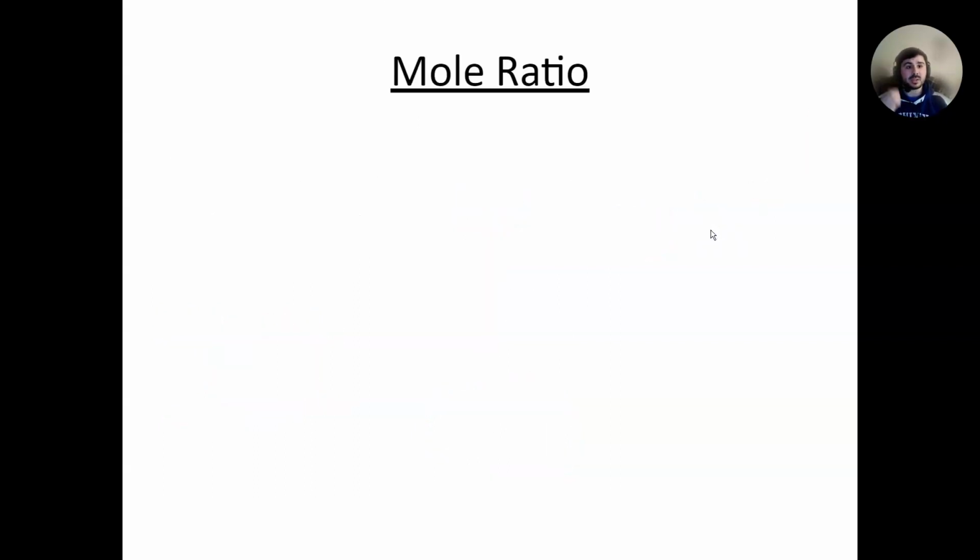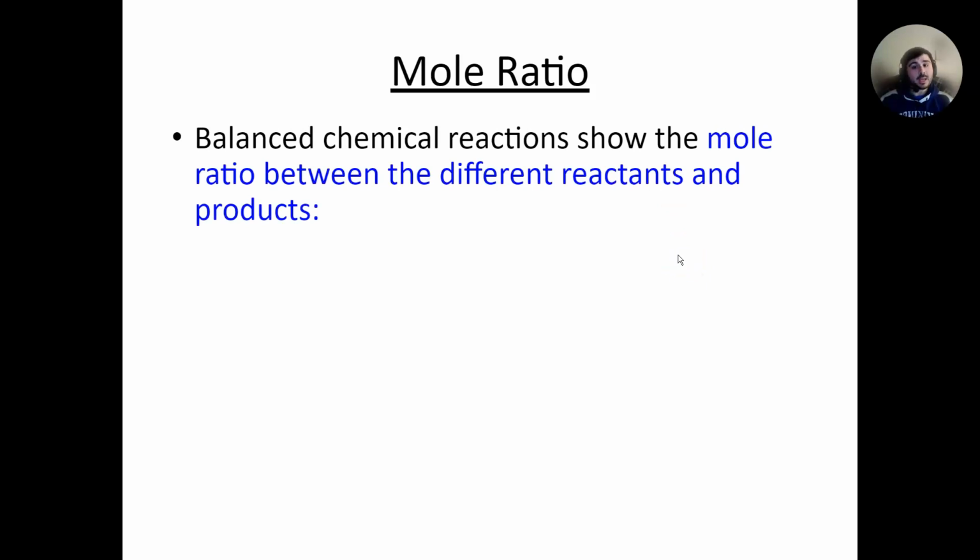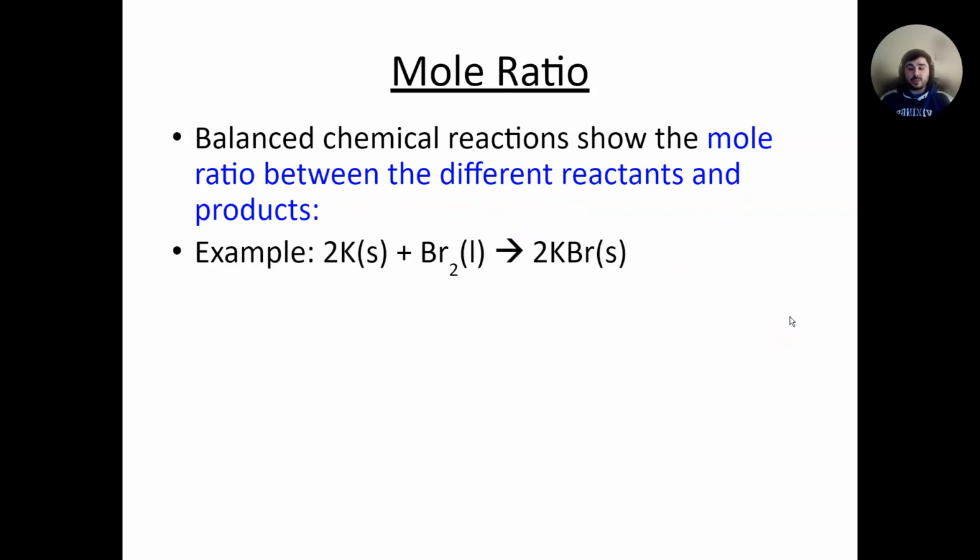A couple of different easy ways to start out by doing that is using something called the mole ratio. All right, the mole ratio is a little bit difficult to pick up on right away. And it comes from all of our different chemical reactions, and more specifically, our balanced chemical reactions. These balanced chemical reactions show the mole ratio between the different reactants and products. So, for example, we've got this balanced chemical equation here. Take careful note, guys, of all the coefficients in front of these formulas, right? There's a 2 in front of the K, nothing or an invisible 1 in front of the Br2, and then a 2 in front of the KBr.